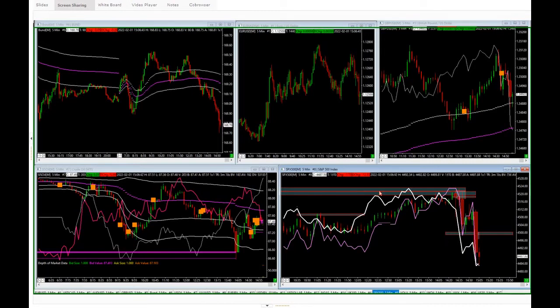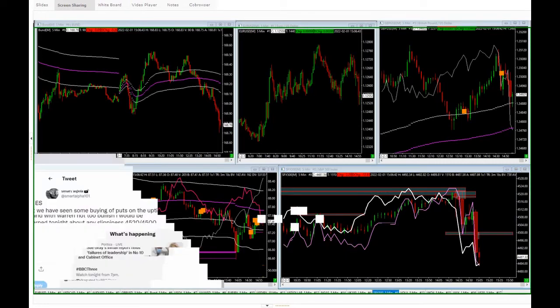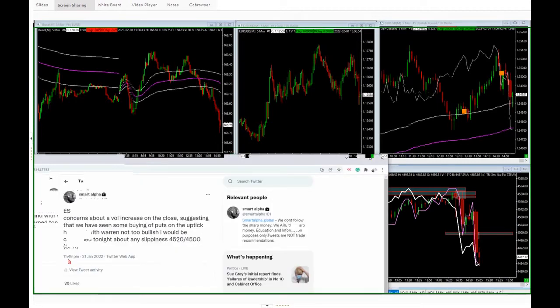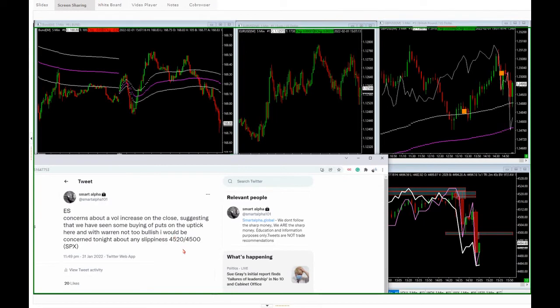And we already told you that, didn't we? We already highlighted that that's what we think is probably happening. It's already there from 11:50 last night, which is now 15 hours ago. Concerns about volatility increase on the close, suggesting that we've seen some buying of puts on the uptick. And with Warren not bullish, I would be concerned about tonight about any slippiness off that 45.20 level, and then obviously a break of 45. It's got to go back through the 45.20s. It goes up to the 45s and then it sells back out of the 45s. That's the slippiness that we've just seen. Called in advance, executed on the right-hand edge, guys.